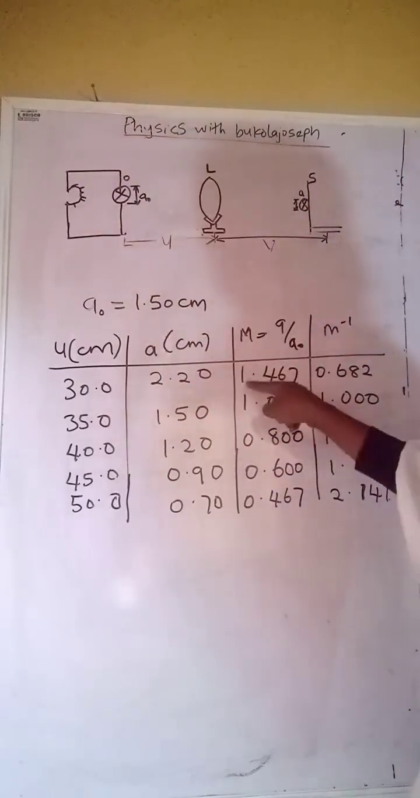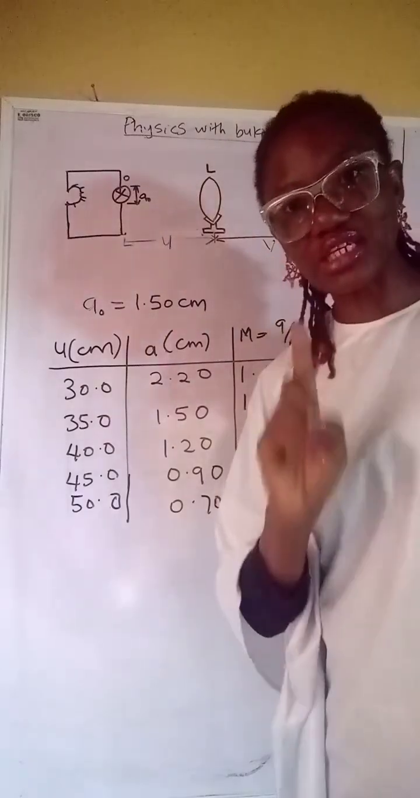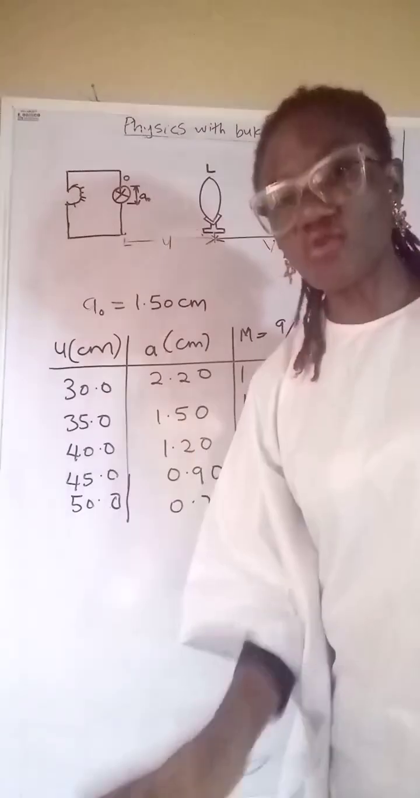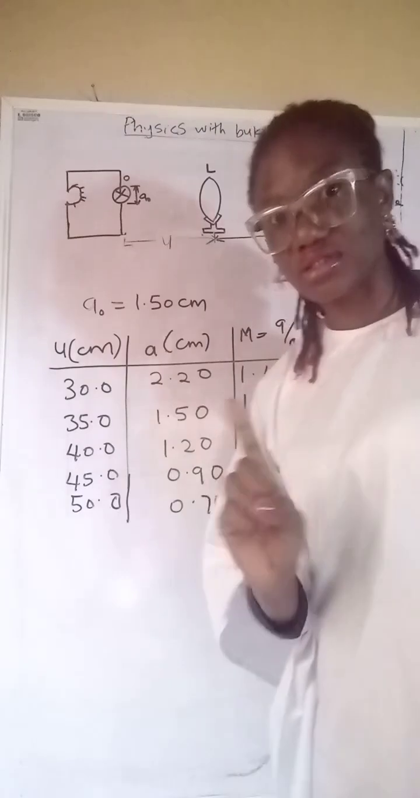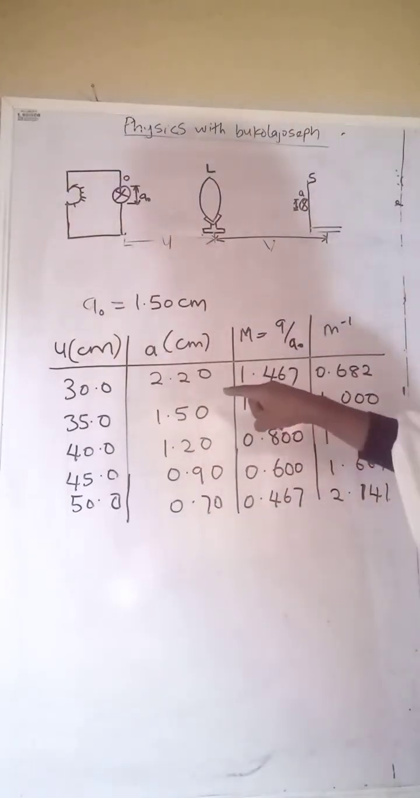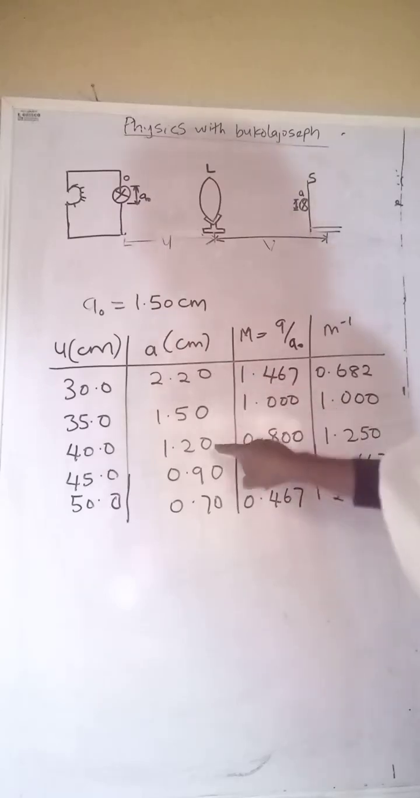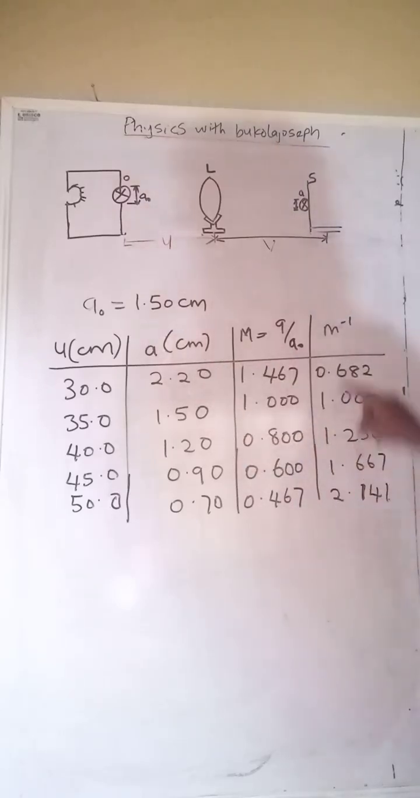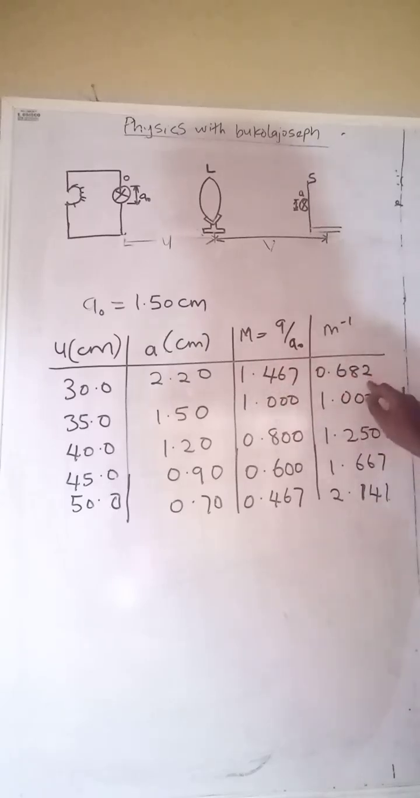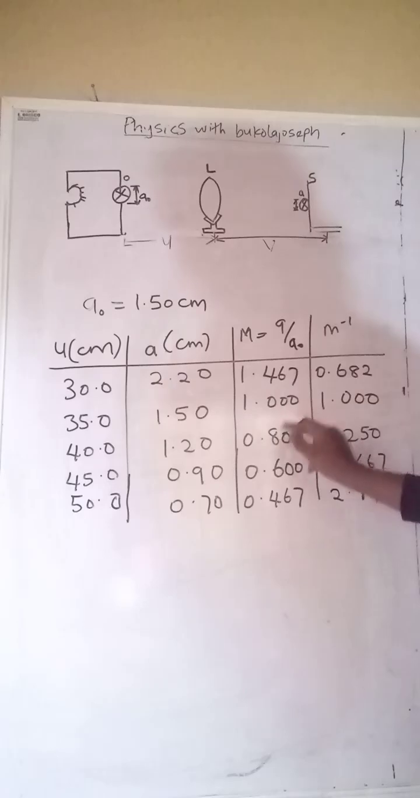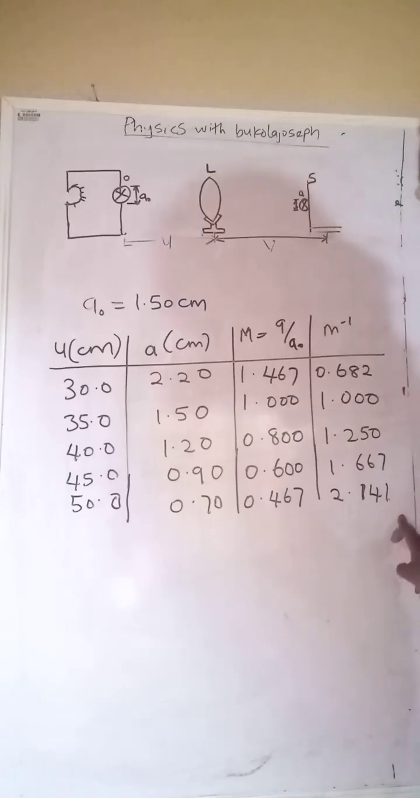Remember, this has to be in 3 decimal places, because it is evaluation. So for every evaluation you'll be doing in physics practical, it has to be in 3 decimal places. So A divided by this, you have this. This divided by this, you have this. Now M inverse simply means 1 over this. 1 over this gives you this. 1 over 1 gives you this. 1 over 0.800 gives you this. It also has to be in 3 decimal places.